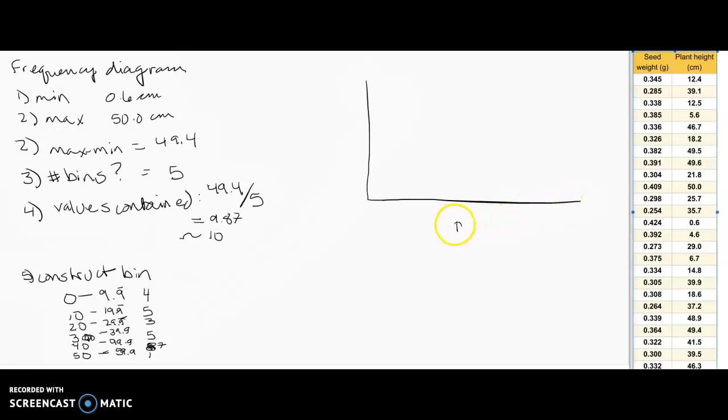So on the bottom is my trait, plant height. Don't forget your units. And then on the y-axis will be your frequency. Our frequency goes from, looks like, 0 to 7, so I'm going to actually go 0 to 10. Again, I like to round things. So 2, 4, 6, 8, and 10 there.